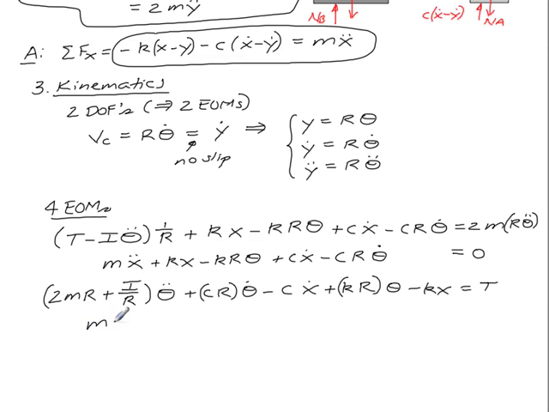Second equation: m x double dot, the damping term minus c r theta dot plus c x dot. I have a minus k r theta plus kx, like that, and that's equal to 0.